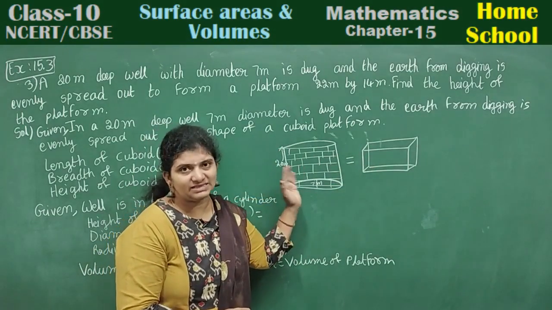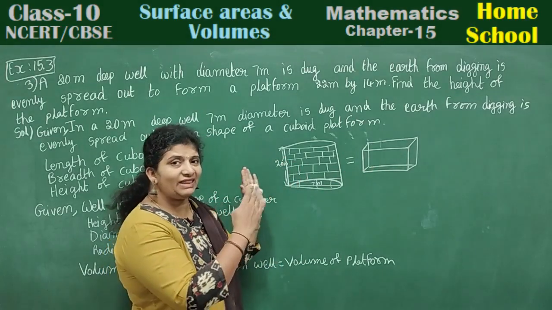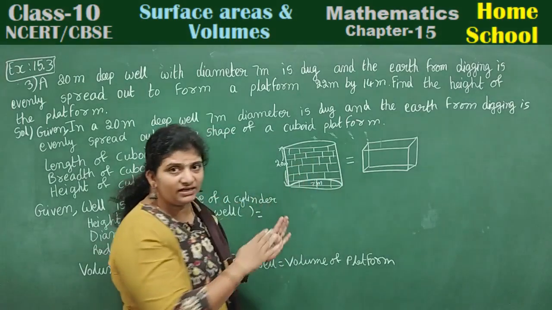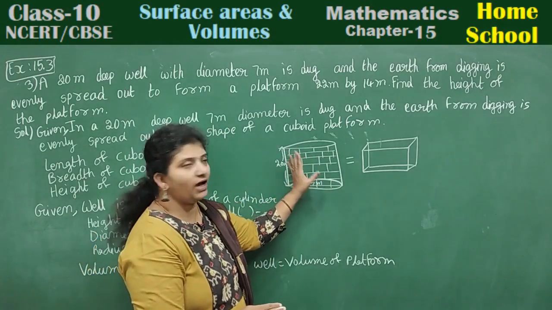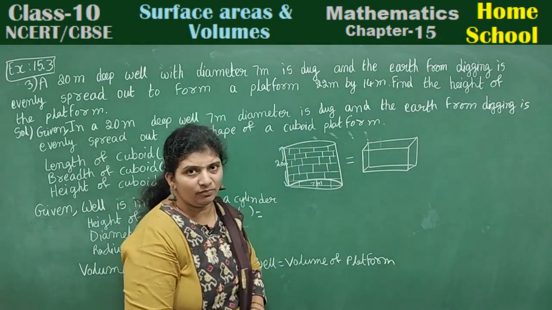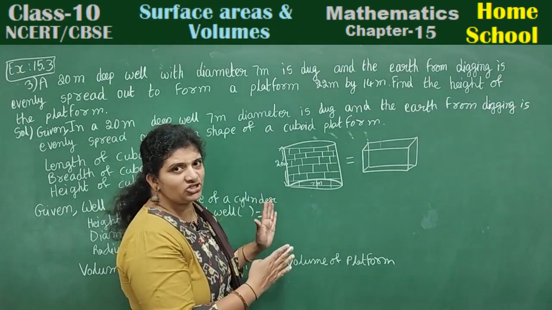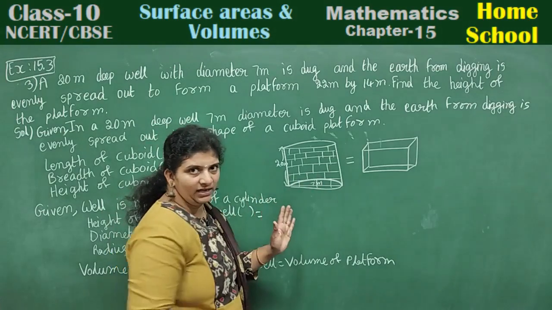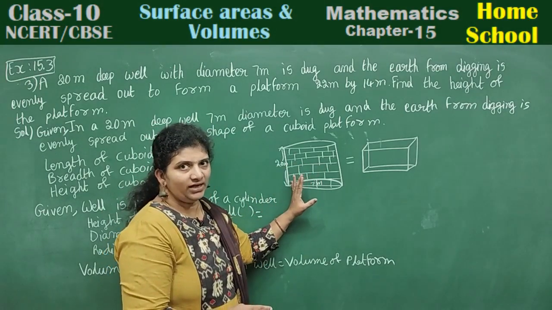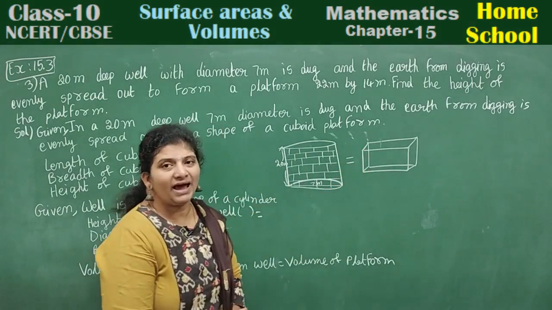A well is dug with a depth of 20 meters. Then when they are digging, what happens? The earth inside the cylindrical portion is taken out and made into a platform. What is that? The earth or the soil or the mud, whatever you can imagine. When digging, this well is in which shape? Cylindrical shape, right? This mud is taken to form a platform.